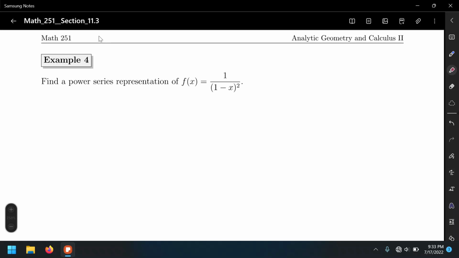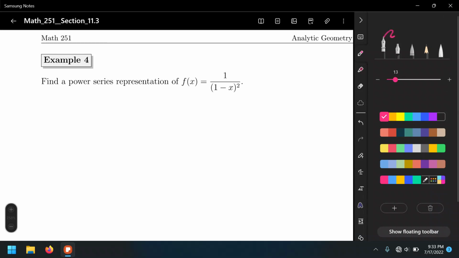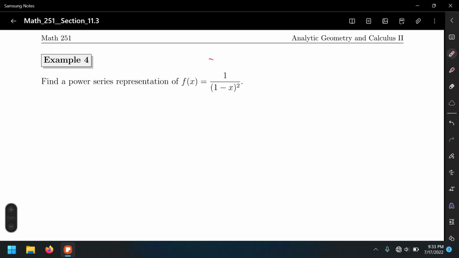So, for example, find a power series representation for f of x equals 1 over 1 minus x quantity squared. All right. Well, the most natural thing to think about, just the same way we did before, is to relate this to 1 over 1 minus u. However, this whole quantity is squared this time.